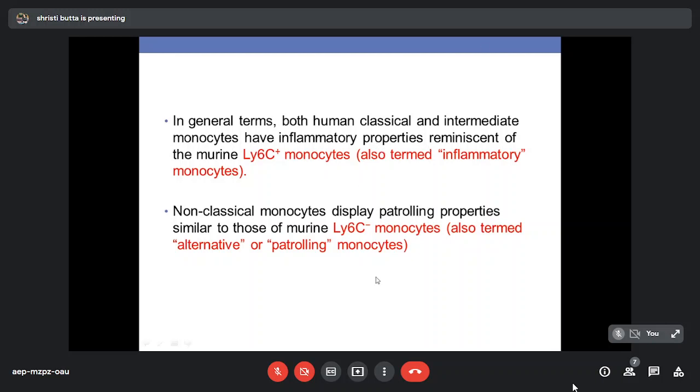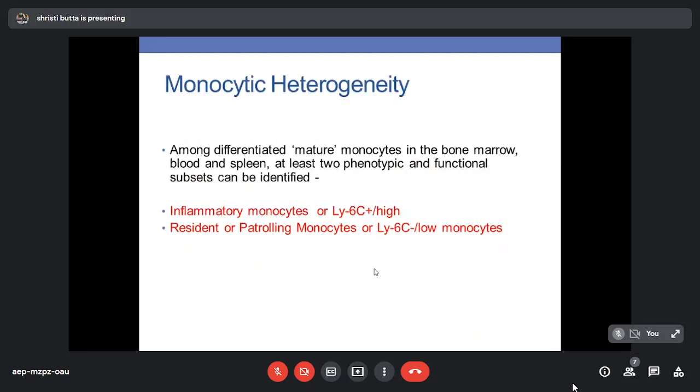Okay, so what are these patrolling monocytes? They will be discussed in subsequent slides. If we sum it down, we now have two types of monocytes. We have the inflammatory monocytes, which are also referred to as LY6C positive or high, and the resident or patrolling monocytes, which are the LY6C low monocytes.